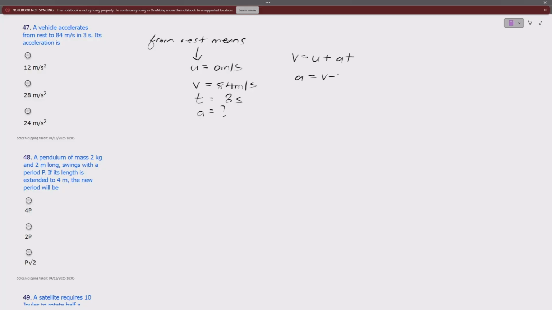A equals v minus u over t. A equals 84 minus 0 divided by 3. A equals 84 divided by 3. So when you divide 84 by 3, that's going to give you 28 meters per second squared. 28 meters per second squared. So that is the answer.